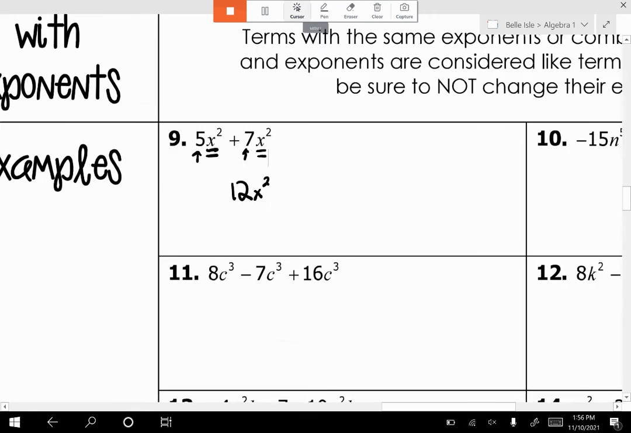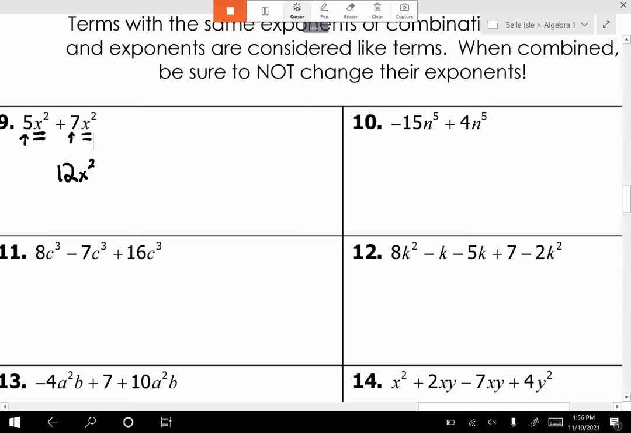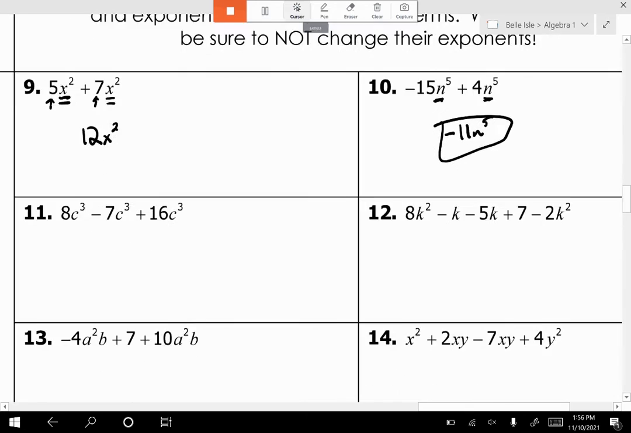Okay, so let's look at number 10. We have negative 15 to the fifth plus 4 to the fifth. Are those able to be combined? Yeah. So that would be negative 11 to the fifth. Solid. Okay. Hey, I got that one right?